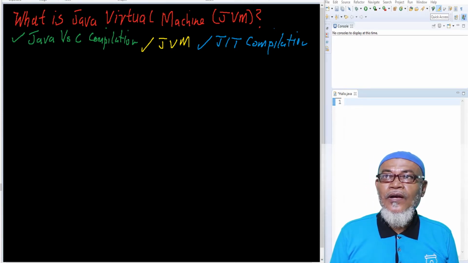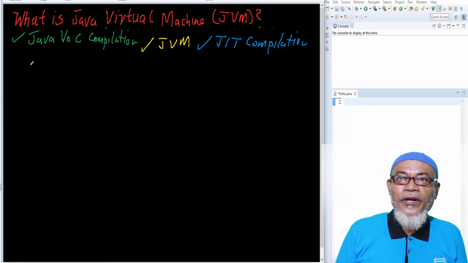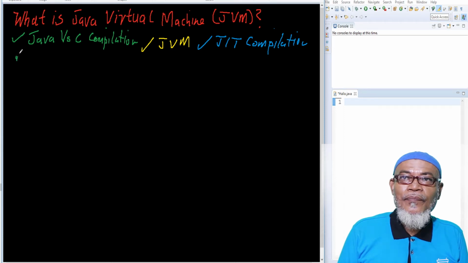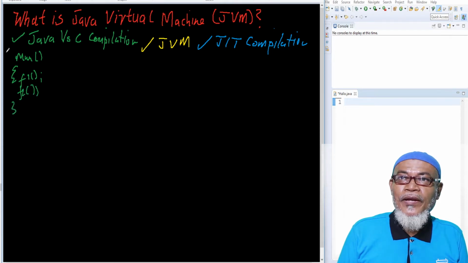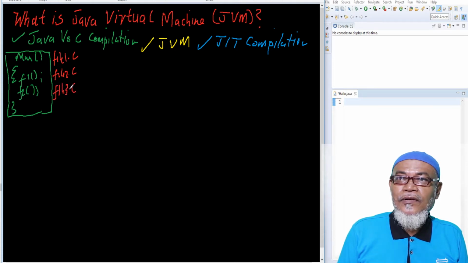In our previous videos, as we all understand, we talked about how C programming was compiled. So for example, if we have the main method here, and in that main method we have maybe a function 1 and a function 2, we want to see how it is going to be compiled. Suppose this main method is file 1.c, this function is file 2.c, and this is file 3.c. Then what happens?